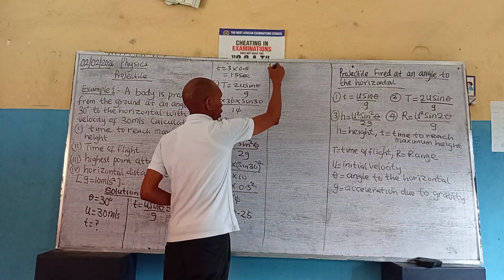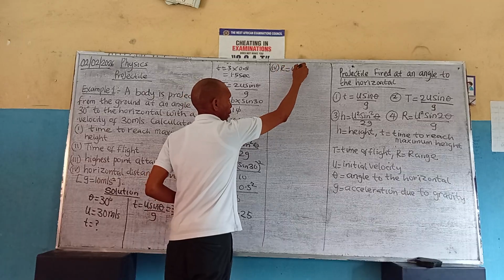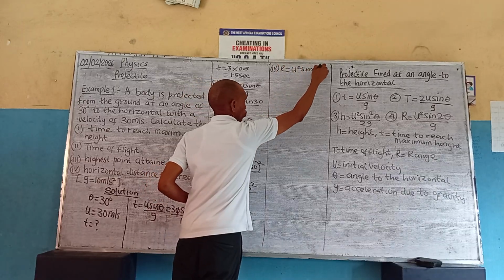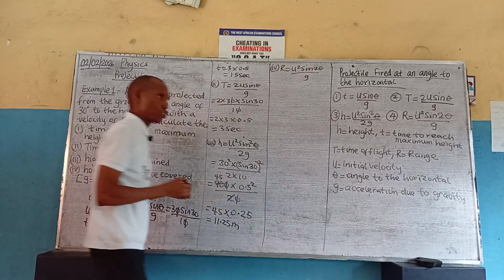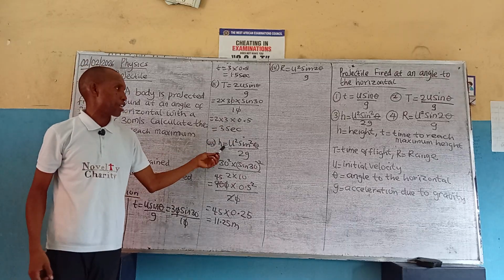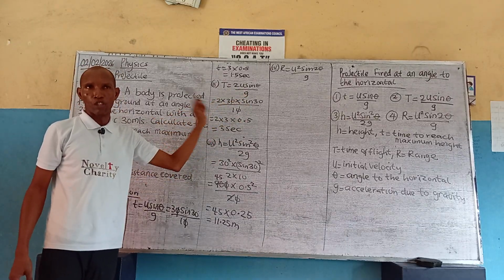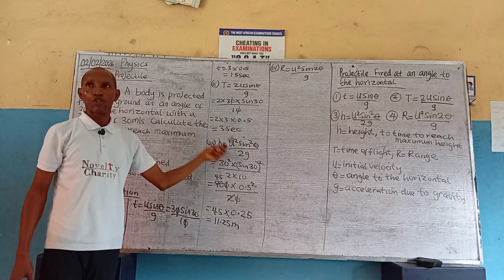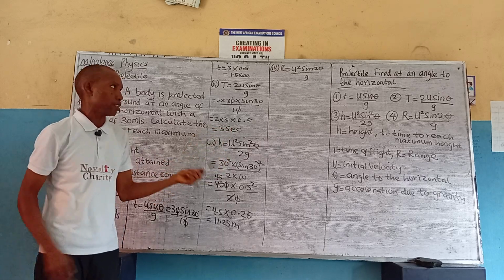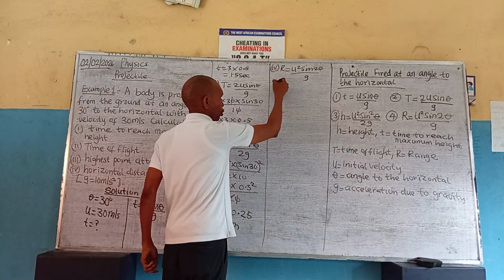Then we go on to the fourth one. That is the range. The formula for the range is u squared sin 2 theta all over g. The difference between this formula and the height formula is that you have to multiply the angle by 2 before looking for the sine. But for the height, you look for the sine of the angle before squaring it. So in that case, let's substitute.